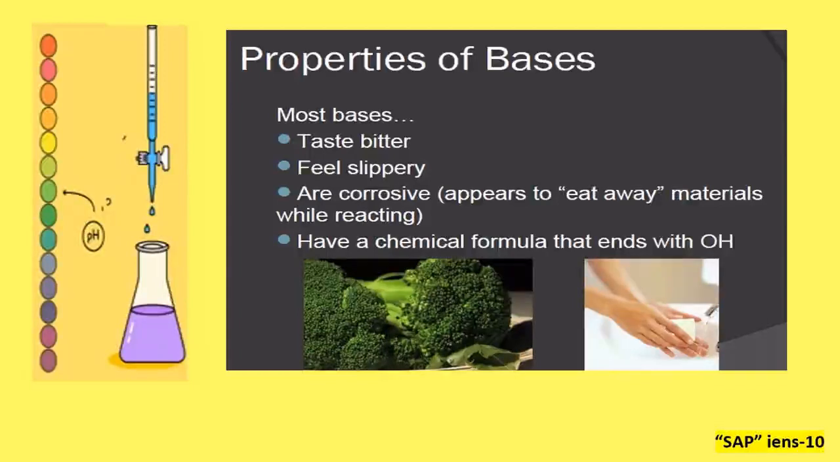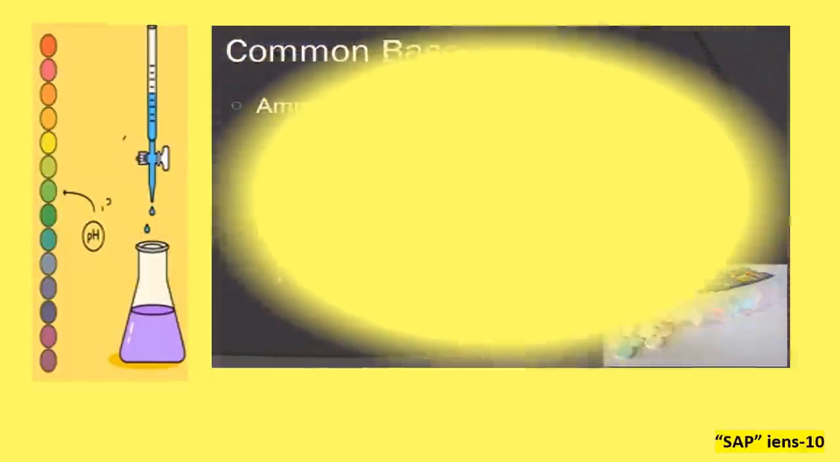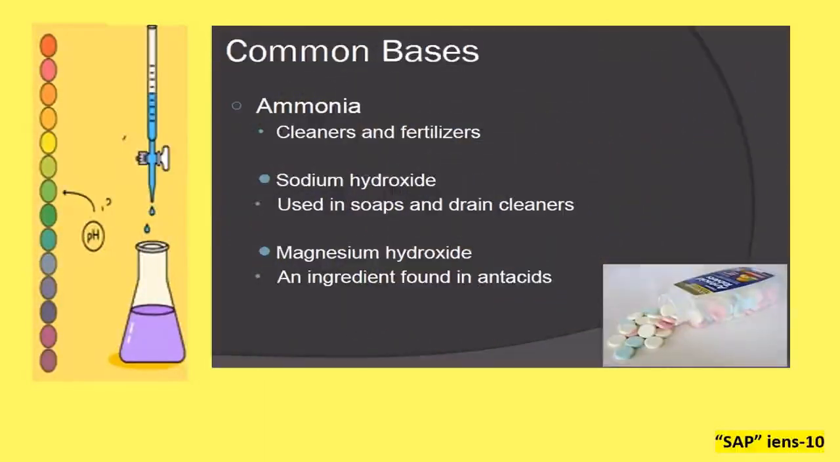Properties of bases. Most bases taste bitter, feel slippery, are corrosive, appear to eat away materials while reacting, and have a chemical formula that ends with OH. Common bases: ammonia, used in cleaners and fertilizers; sodium hydroxide, used in soaps and drain cleaners; and magnesium hydroxide, an ingredient found in antacids.